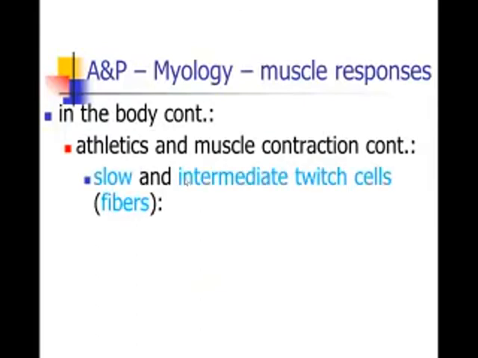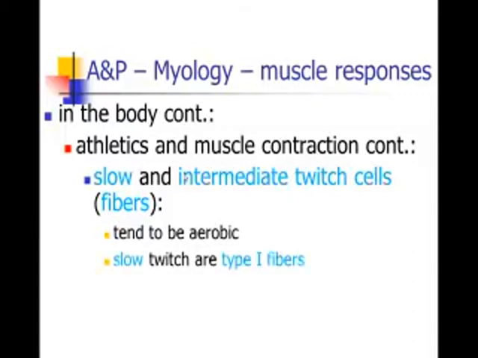There are going to be different kinds of muscle cells in terms of their attributes in contraction. There are slow twitch muscle cells and there are intermediate twitch muscle cells. Sometimes they're called slow twitch fibers or intermediate twitch fibers. And these two types tend to be aerobic. That is, they use oxygen and cell metabolism to get the ATP that they require in most conditions. And these can become anaerobic, but they usually run in an aerobic way.